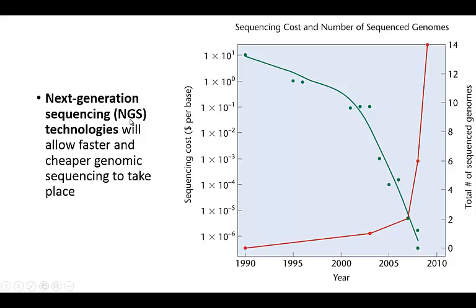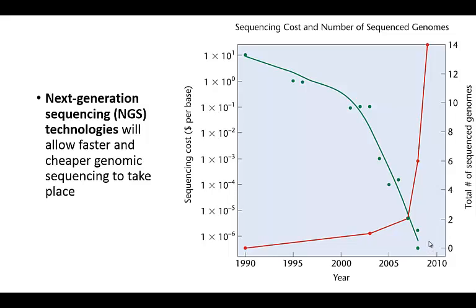Next generation sequencing technologies are now being developed, and these allow faster and cheaper genomic sequencing. The drop in price is really dramatic. Back when all of these projects were started, it cost about $10 a base to do sequencing, and the total number of sequenced genomes was pretty low. After next generation sequencing techniques were developed, you can see the price drop dramatically. Right now, it's down to between $1,000 and $4,000 for the entire human genome.